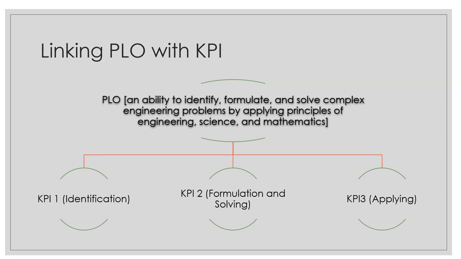Linking program learning outcome with KPI, we have an example of a program learning outcome, which is number one from ABET, Engineering Accreditation Commission: an ability to identify, formulate, and solve complex engineering problems by applying principles of engineering, science, and mathematics. As we see here, I want to check my students relating to identification, formulation, and solving, and finally applying principles of engineering. So I have three KPIs that will show me the performance of my student.